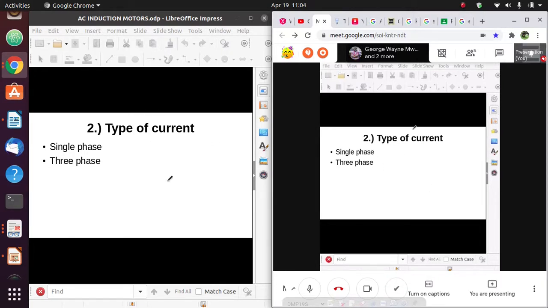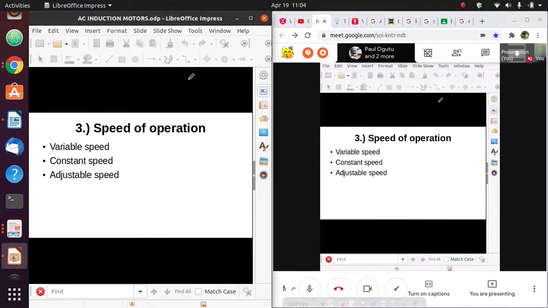So now we can classify our AC motors as single phase or 3-phase depending on the type of supply. Now, depending on the speed of operation, we can classify AC motors as variable speed, constant speed, or adjustable speed. For variable speed and adjustable speed, depending on the speed that we want, we can vary it. AC motors mfano kama ile ambayo inapatikana katika blender ambazo ziko nyumbani, you are able to vary the speed of that motor. So depending on the application of the motor, the speed can be varied or it can be constant.